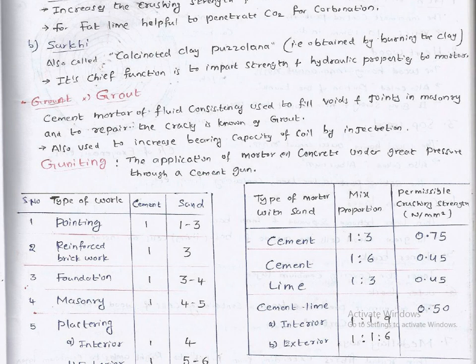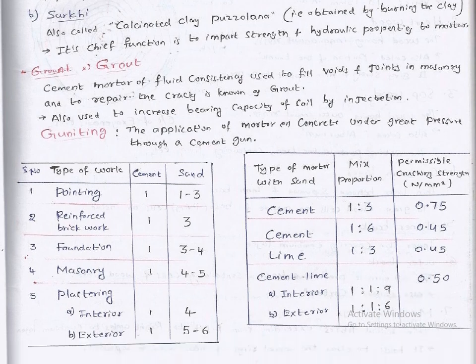Type of mortar and crushing strength: cement 1:3, 0.75 Newton per mm square. Cement 1:6, 0.45 Newton per mm square. Lime 1:3, 0.45 Newton per mm square. Cement lime interior 1:1:9, 0.5 Newton per mm square, and 1:1:6, 0.5 Newton per mm square. Moving on.